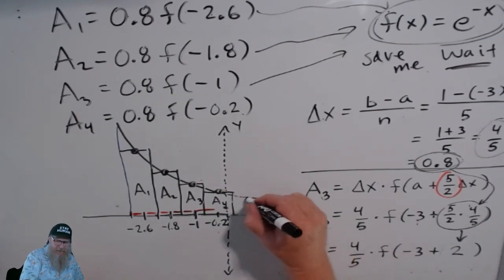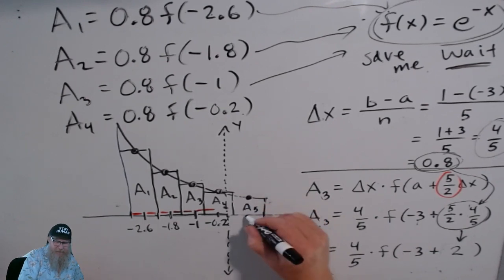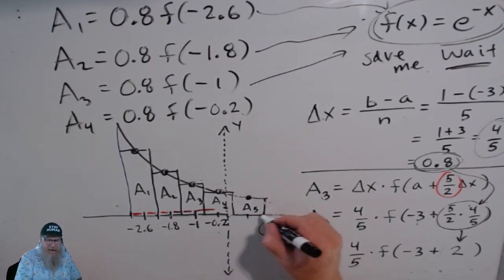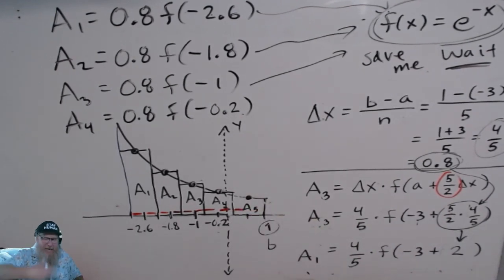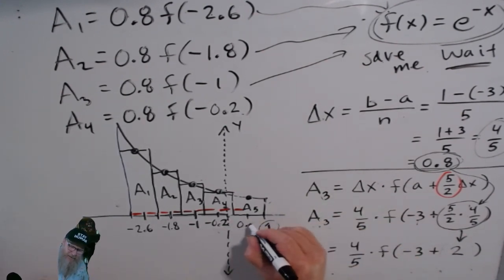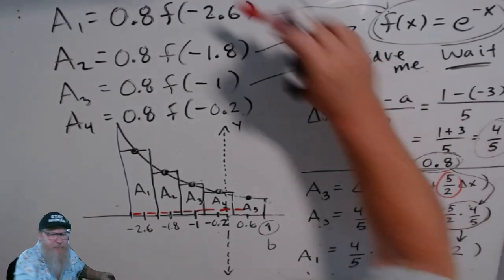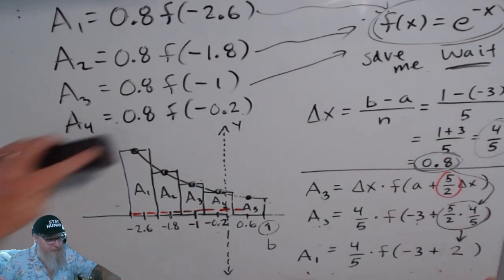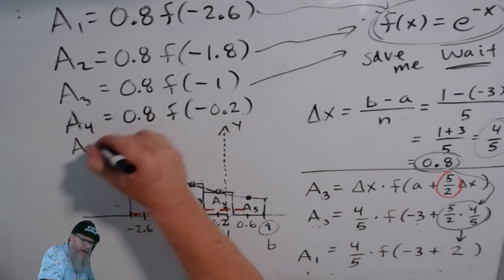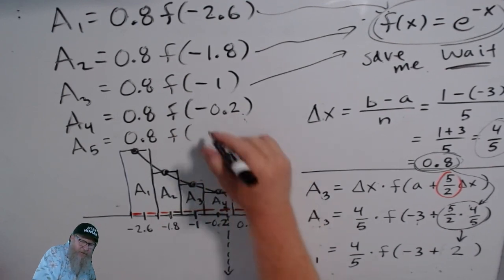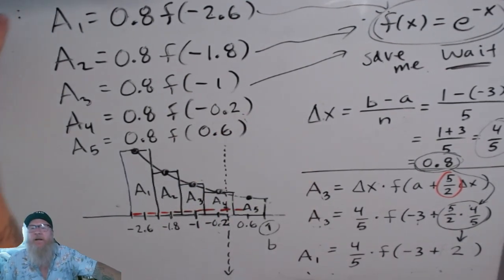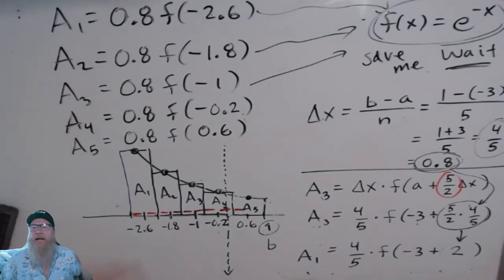And then finally, A5. Again, you could probably just guess. You're going to go 2 more halves, so you're adding another delta x. So that's going to put you at 0.6. So A5 is 0.8 times f of positive 0.6. And those are your 5 rectangles, and then we're going to add them all up to approximate the area.